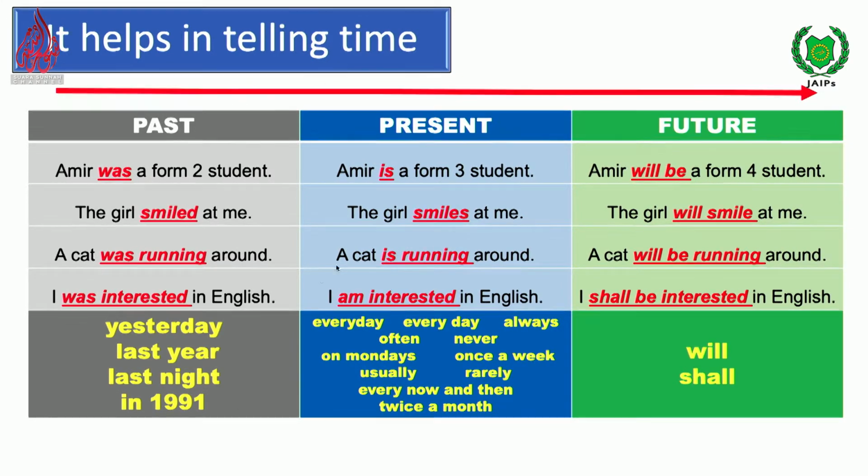Okay. So for example here, let us look at the first sentence. Amir was a Form 2 student. Before we use Amir is, now we use Amir was. The girl smiled. We use the girl smiles, but when it is in the past, we use the girl smiled. And then we have a cat was running around. So before we use a cat is running around. Now we change it into a cat was running around. Okay, next one, I was interested in English. I am interested in English. But in the past, it became I was interested in English.